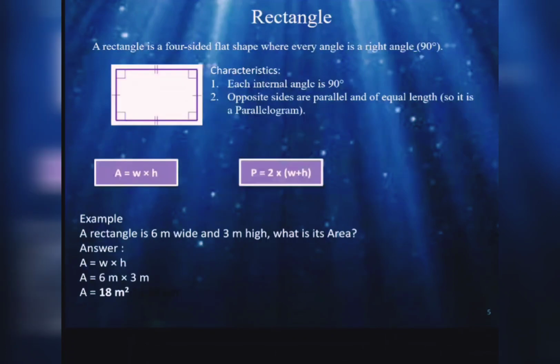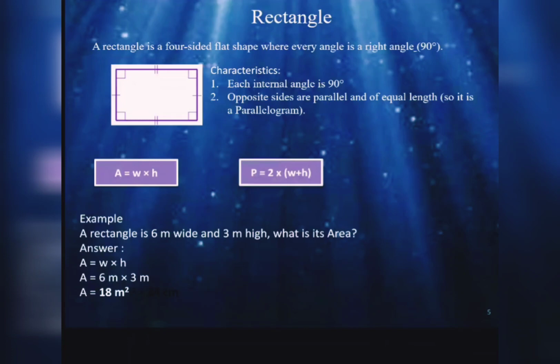And the second type is rectangle. A rectangle is a four-sided flat shape where every angle is a right angle, or 90 degrees. The characteristics of a rectangle are: first, each internal angle is 90 degrees. Second, opposite sides are parallel and equal in length. So it is a parallelogram.